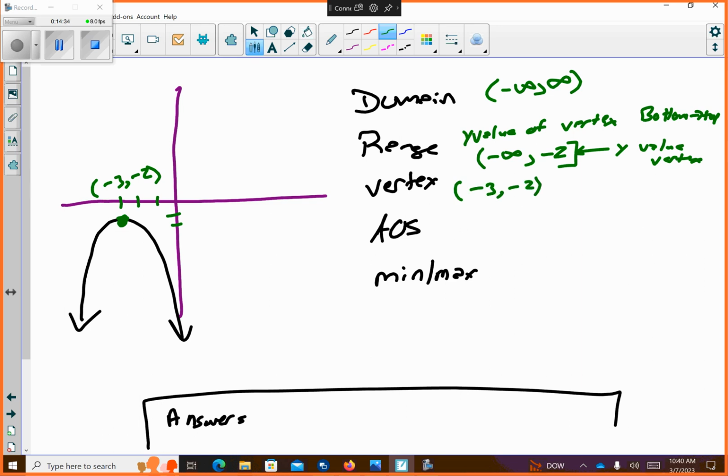Axis of symmetry is going to be x equals -3. Friends, do I have a max or a min? Remember, a min is if it opens up. A max is if it opens down. I have a max. What is my maximum y value? And that, friends, would be very helpful, very useful on something like this.